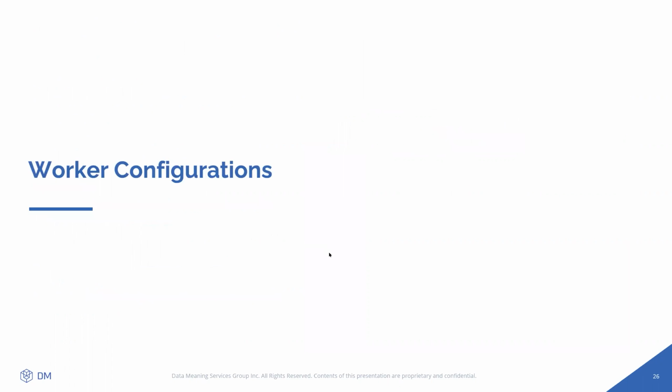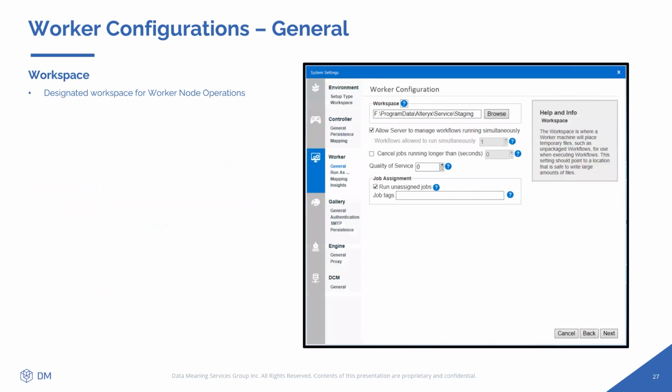Moving on to worker configurations. So we have the worker general. So remember that the worker handles the execution of workflows, and therefore we need a place where all temporary or cached files and unpacked workflows are saved when execution is needed. So this is where we're going to configure the path for it. And again, we need to point to a location that is safe to store large amount of files.